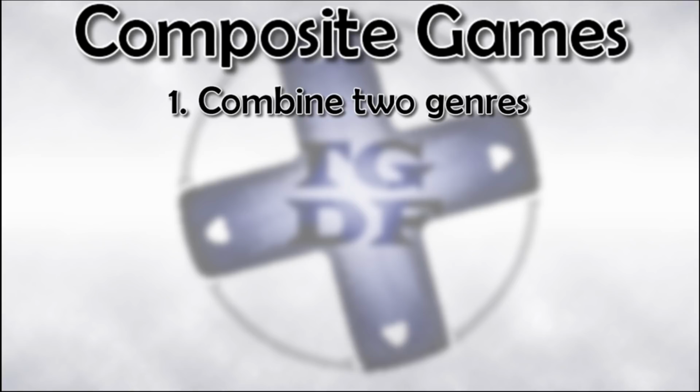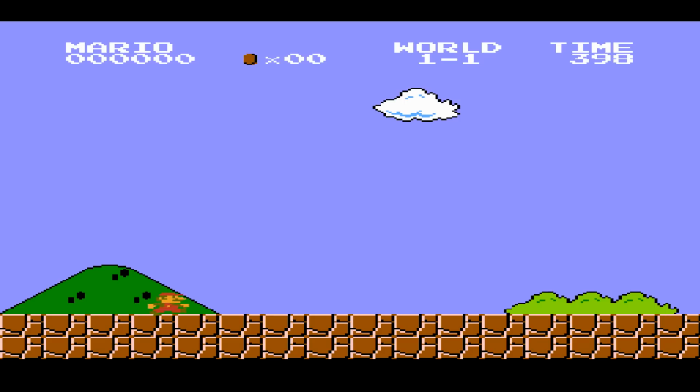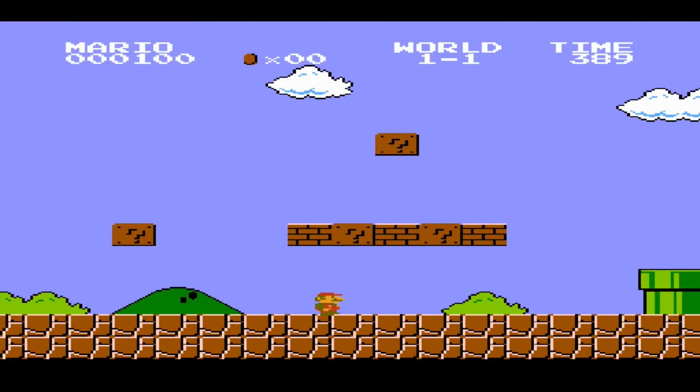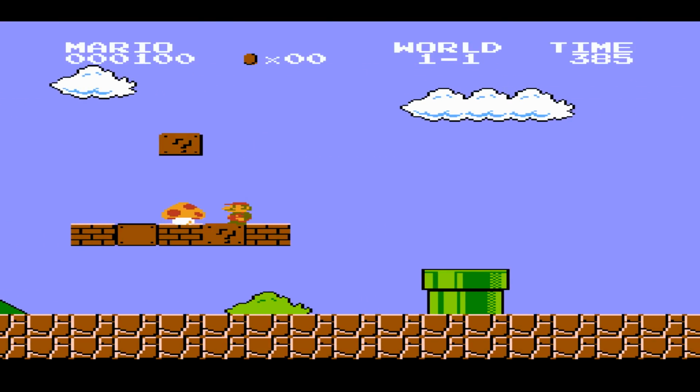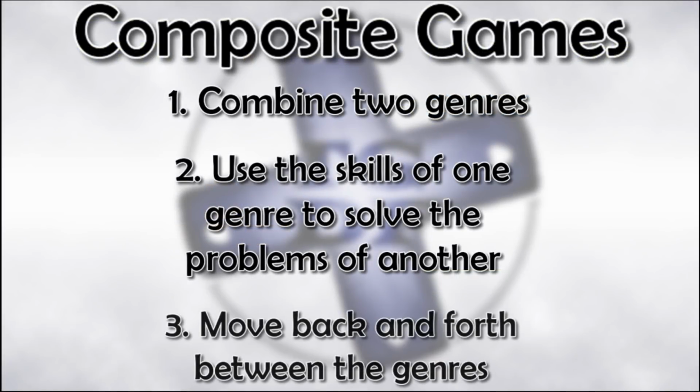The second characteristic is that it allows the player to use the skills of one genre to solve the problems of another genre. In Super Mario Bros., that means Mario can use a platforming skill, jumping, to solve action game problems, like defeating enemies. The third characteristic of composite games is that the gameplay moves back and forth between genres in a regular way, without ever dropping either genre.